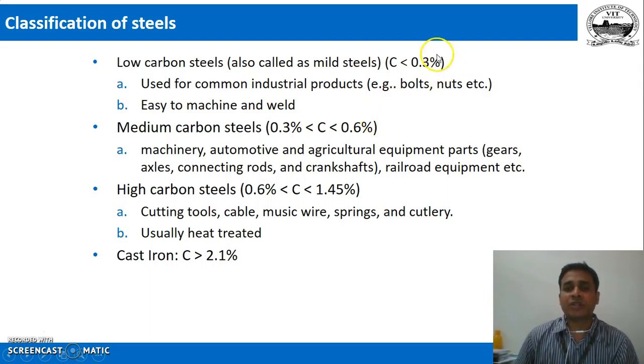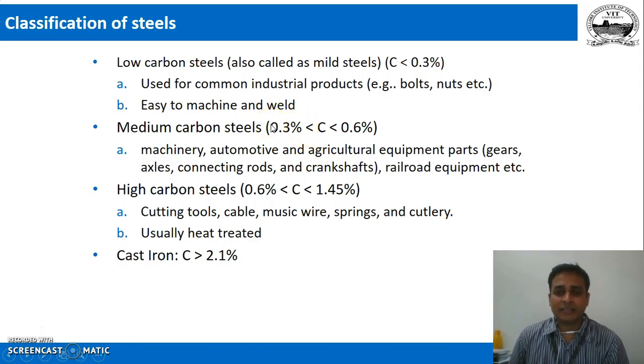Please remember that this 0.3% and 0.6% is not exact. There is no logical boundary for these steels to call them like that. It is only for our understanding. It is just about 0.3 we take it. Some people say it is 0.25%. So never confuse yourself with the exact number, but you should have some feel, so that is why we are giving some numbers.